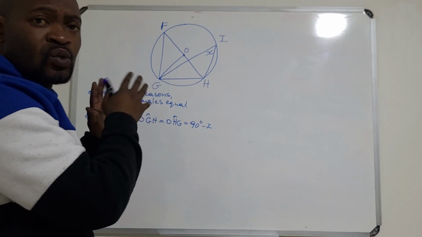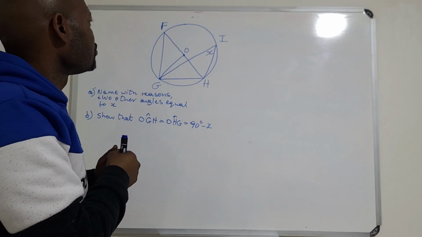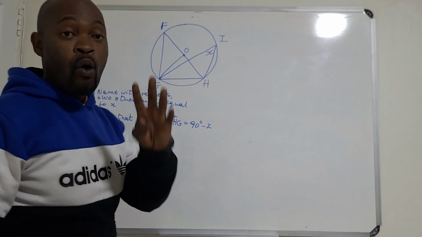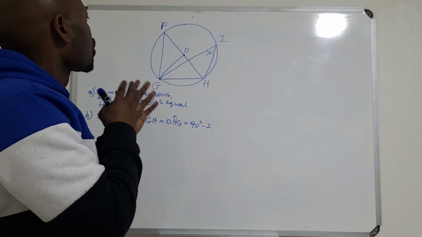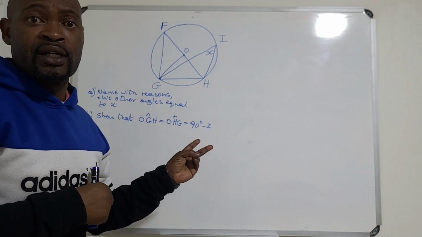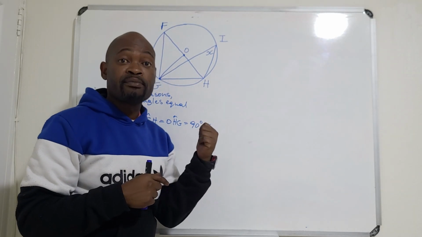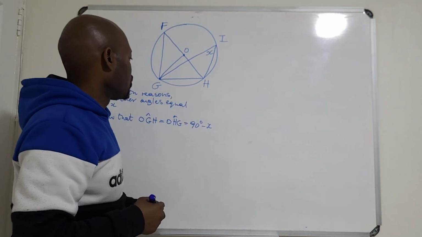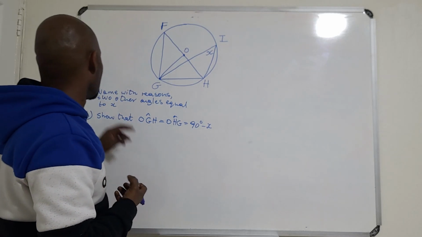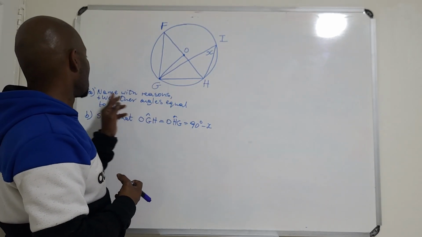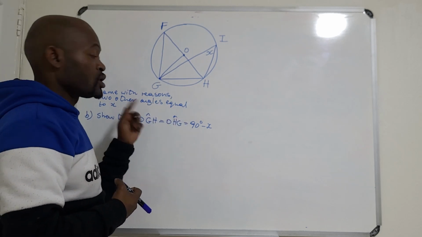Now, this is one example of theorem number 4, which also includes theorem number 3. It means that we've got 2 theorems in one here. But we will see how we can solve that. They say to us, name with reasons 2 other angles equal to x.